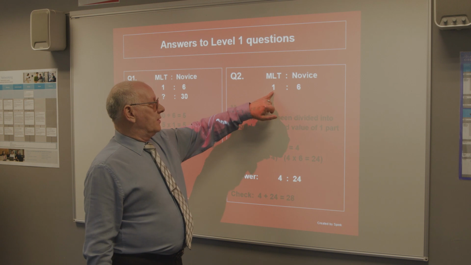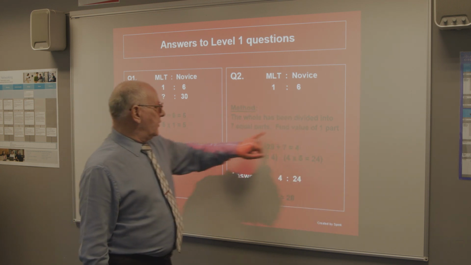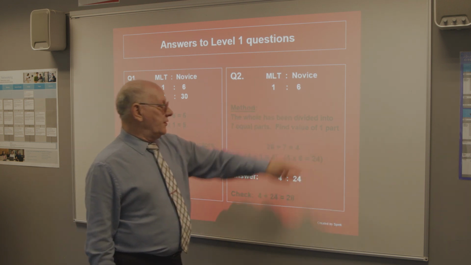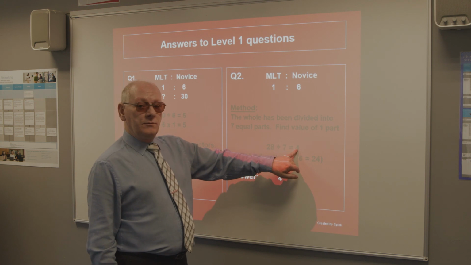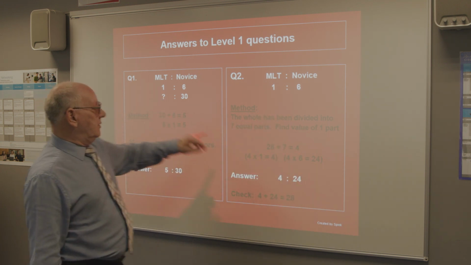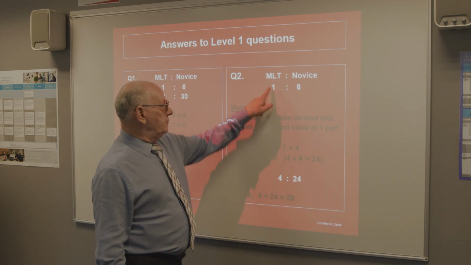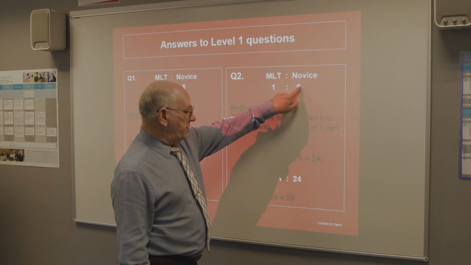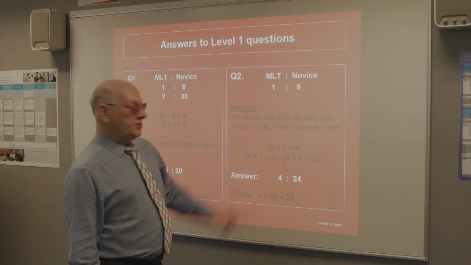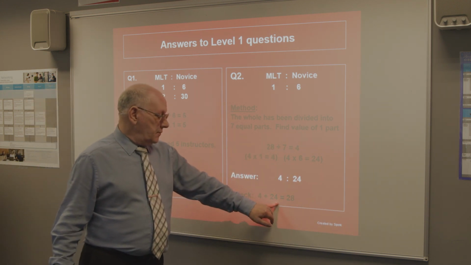There's a ratio again, 1 to 6. Method. The whole has been divided into 7 equal parts, 1 plus 6. Find the value of one part, which is 4, because there's 28. 28 divided by 7 is 4. 4 times 1 is 4. 4 times 6 is 24. 24 plus 4 brings you back to 28. And there's the check.